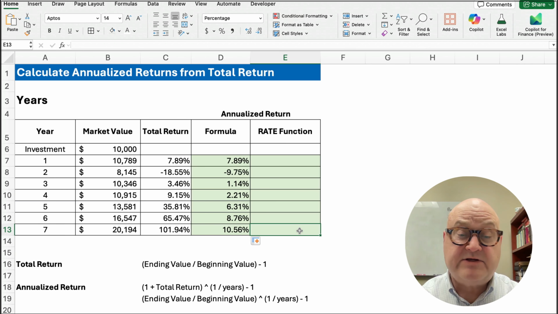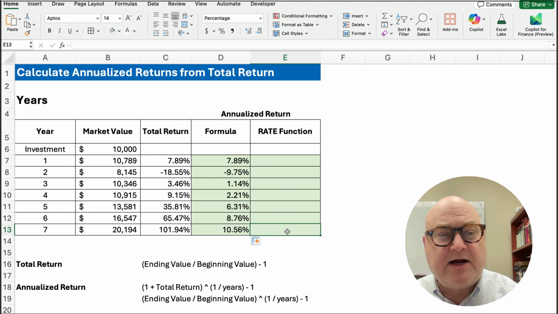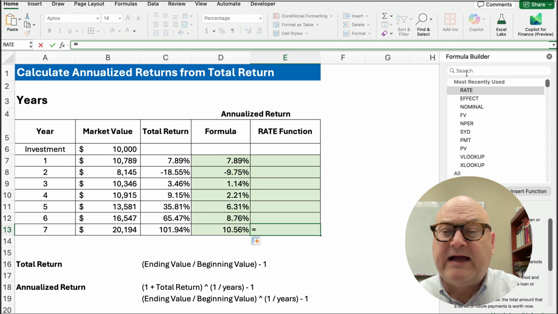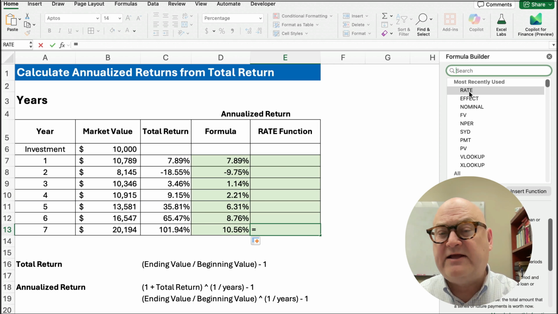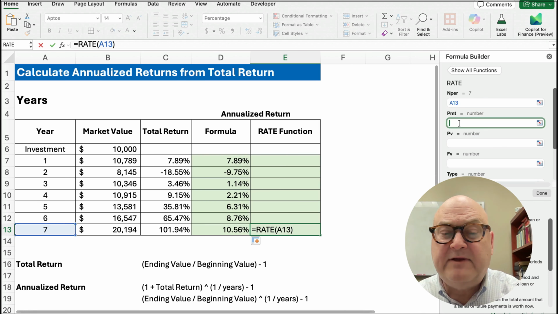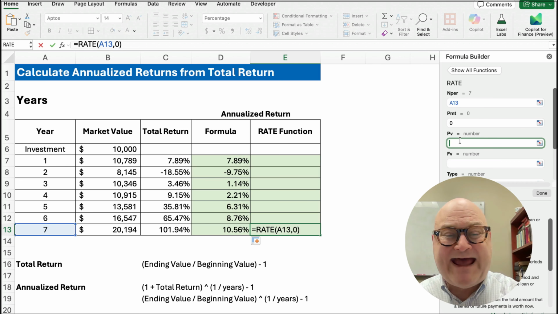You can do the RATE function, and there's a time value of money function that already has it built in here. Let's check our work. So I'm going to do FX, and I'm going to use the formula builder. I can search for RATE if I don't have it. Here it is right here. So what do I need? I need the number of periods, it's 7. The payment, there's no payment going on here. I didn't specifically add or take away from the account.